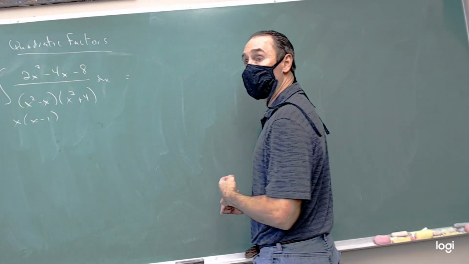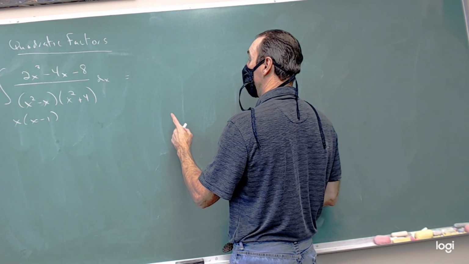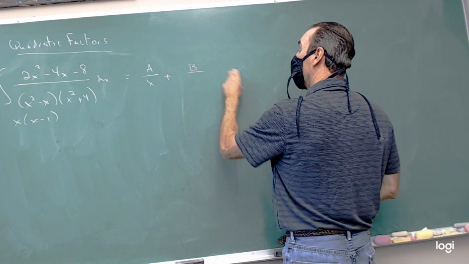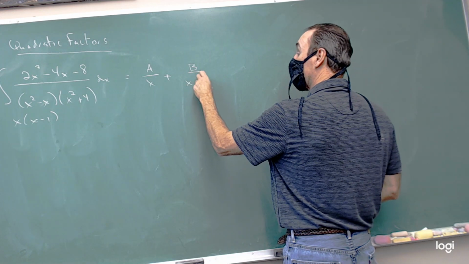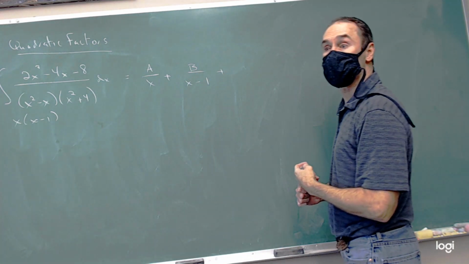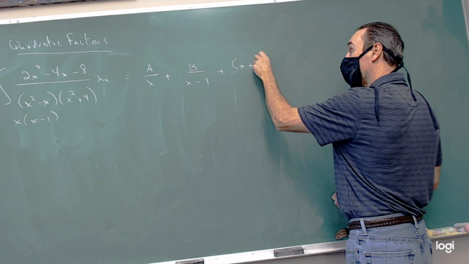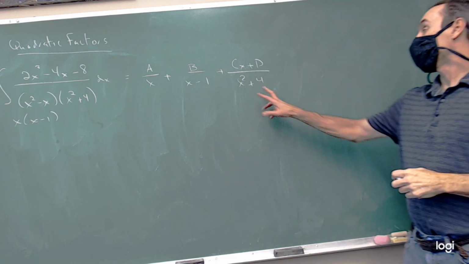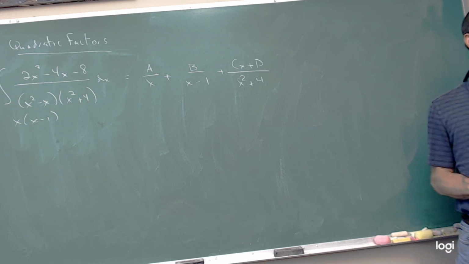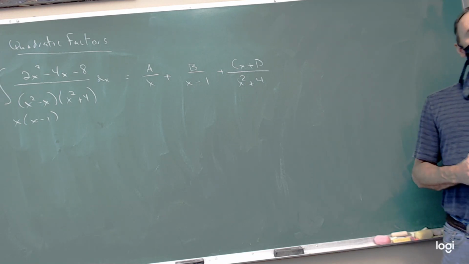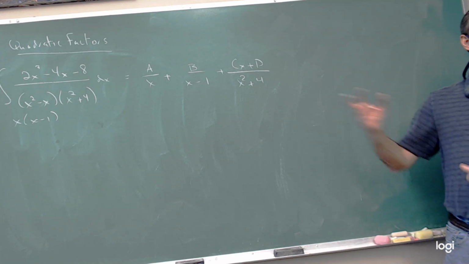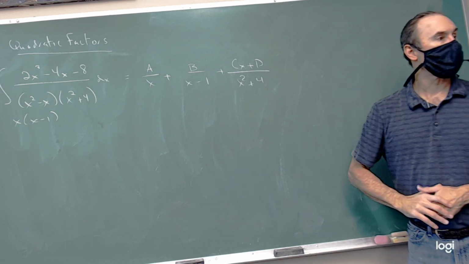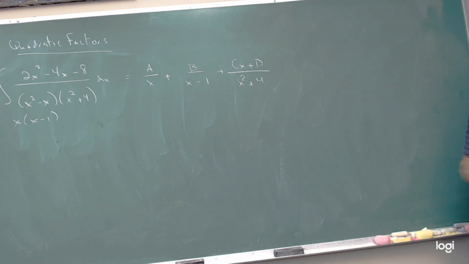We're going to get a over x, plus b over x minus 1, plus cx plus d over x squared plus 4. How did we decide it was a cx plus d? Well, it's always got to be one degree less than what we have in the denominator. And since we're only going to have either linear factors or quadratics, the numerator is always going to be just a constant in the case of a linear, but it's going to have to be like an mx plus b in the case of a quadratic. Got it?